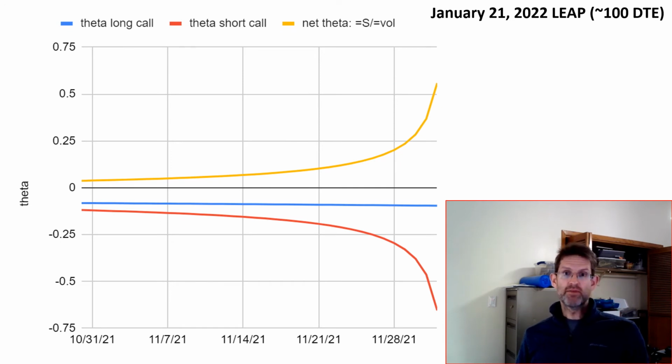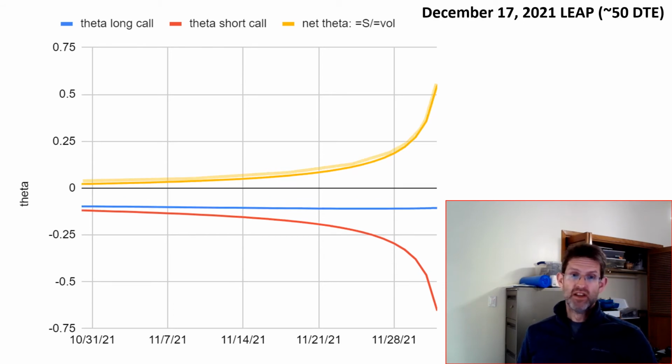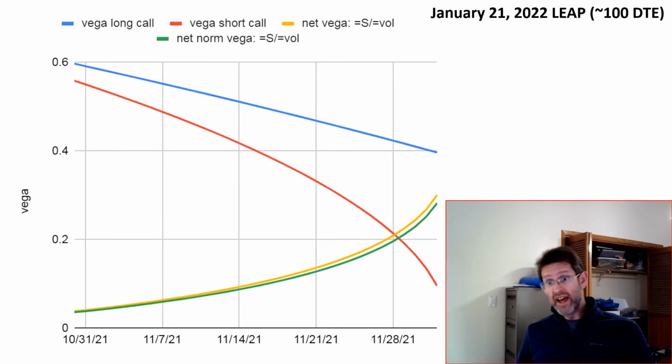Here's the theta of the leap, the short call, and the net for the 100 days to expiration poor man's covered call case. The orange curve is the net theta, and net theta is positive, so we're going to benefit from time decay. The time decay of the short option is going to be less than the time decay of the long option, so it's a net benefit to the option seller here. Here are the theta curves for the 50-day expiration case. I included the net theta curve from the previous slide in light orange. You can see that by going to the shorter dated leap, we lost a little bit of theta decay, but the curves are still broadly similar. It's almost academic differences. The real action is with vega.